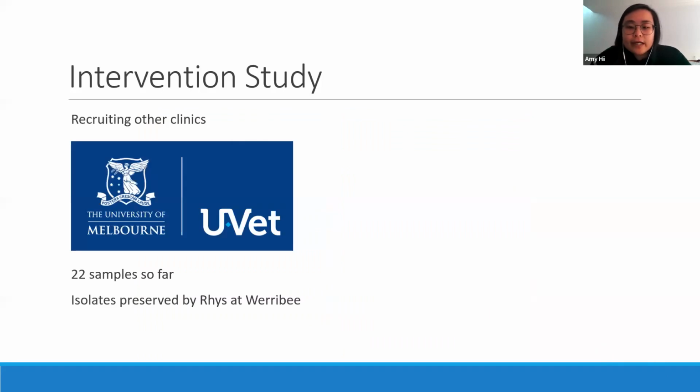In February, we recruited UVet, the University of Melbourne Primary Care Clinic, to join the study. And so far we have 22 samples, and Reese preserves these isolates at Werribee. And these isolates will also be included in my future projects.